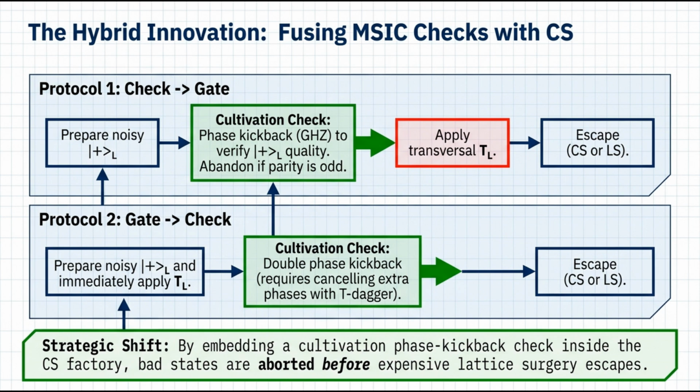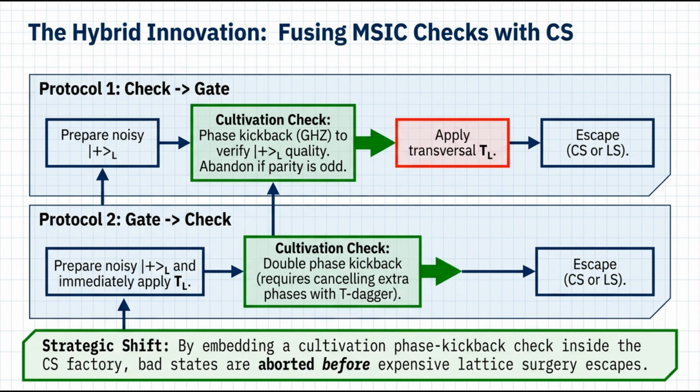They present two distinct configurations. Protocol 1, the check before gate route, prepares a noisy logical plus state and immediately applies a cultivation phase kickback check using an ancillary Greenberger-Horn-Zeilinger state. If an odd parity is detected, indicating an error, the shot is immediately abandoned. Only validated states proceed to the transversal logical T-gate and subsequent escape.